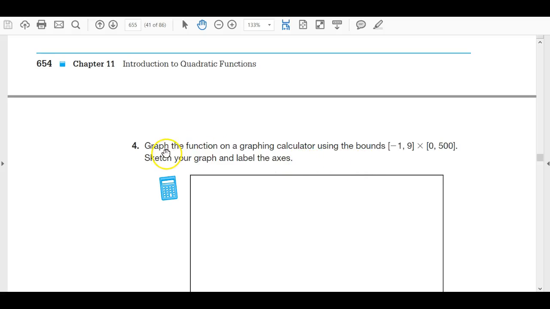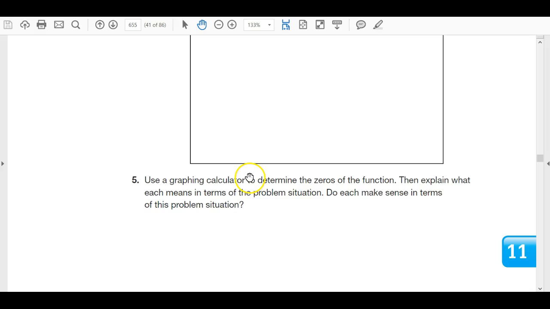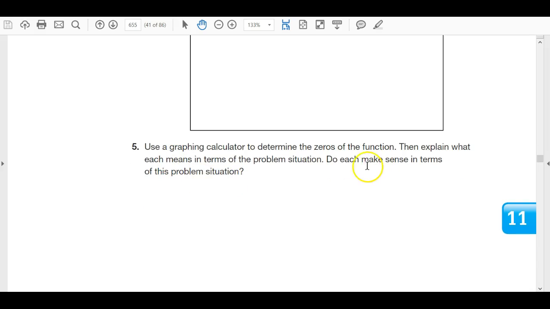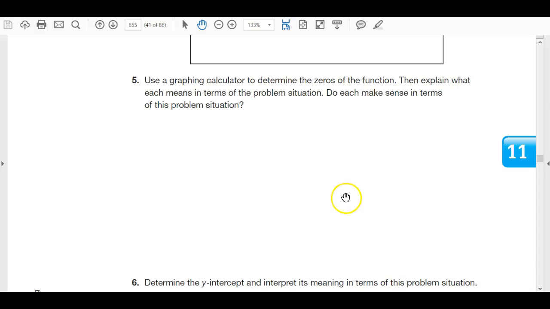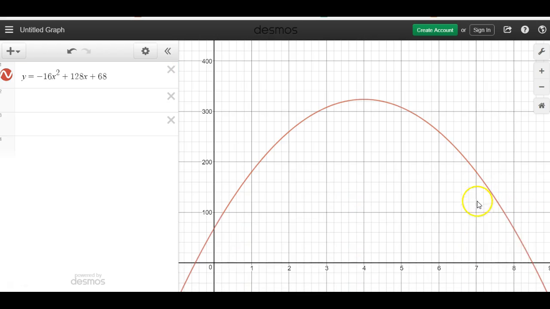All right. Now it says graph the function, so you should be able to graph that. Use a graphing calculator to determine the zeros of the function. So what are the zeros? The zeros are these points here on the graph. In this problem situation, this is when the pumpkin hit the ground. Okay, and the other zero over here, this is when the pumpkin would have had to leave the ground in order to stay on this same arc.